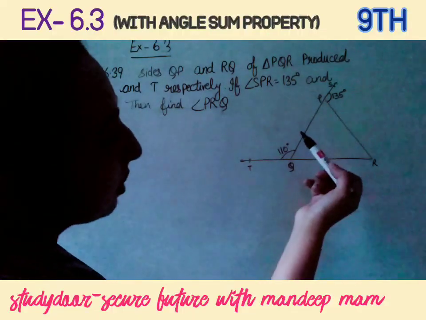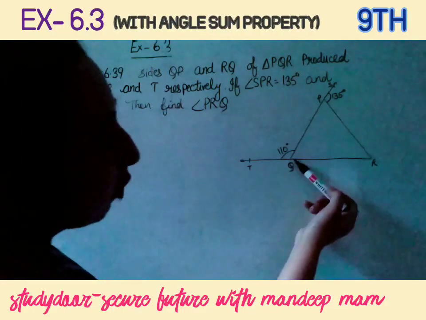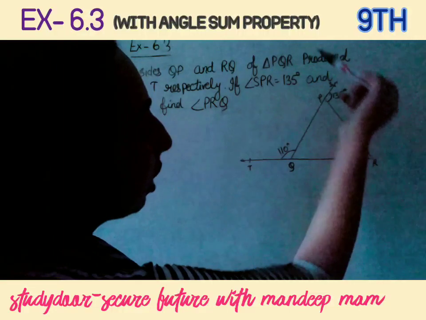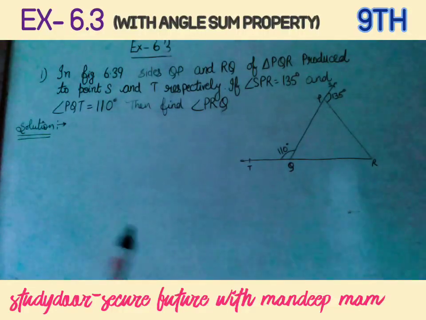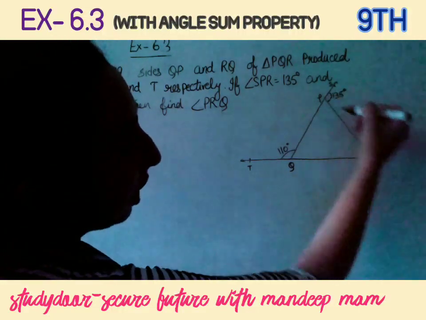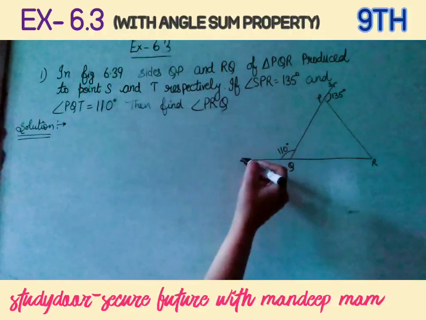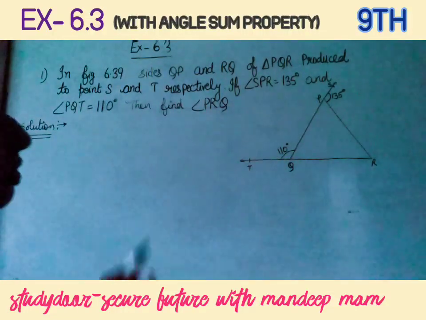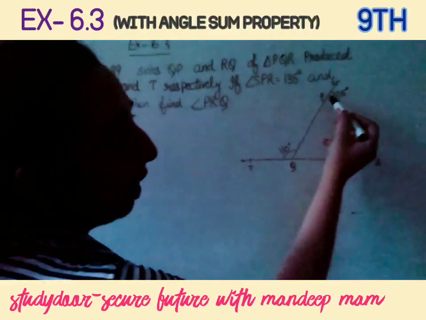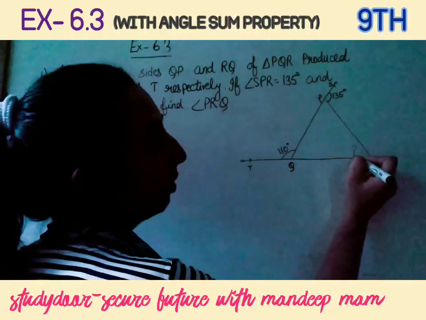In this figure, we can see that in triangle PQR, RQ is produced till T and QP is produced till S. We are given that angle SPR is 135 degrees and angle PQT is 110 degrees. Then we have to find the angle PRQ.